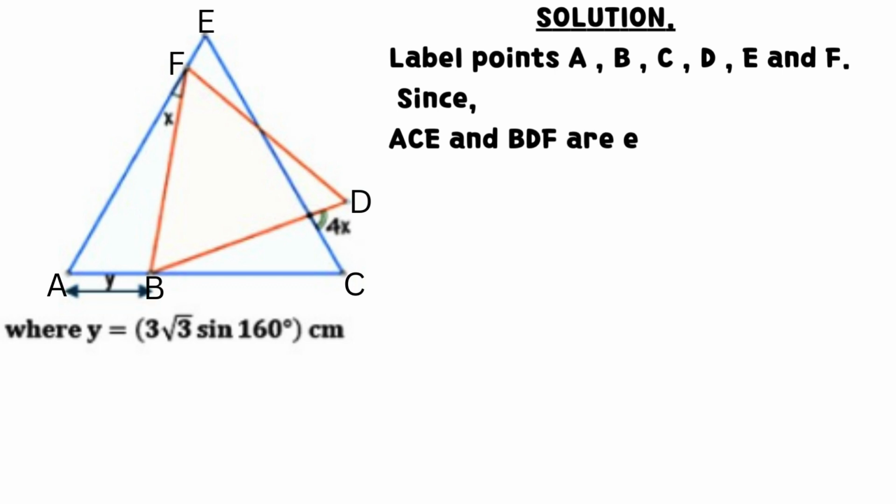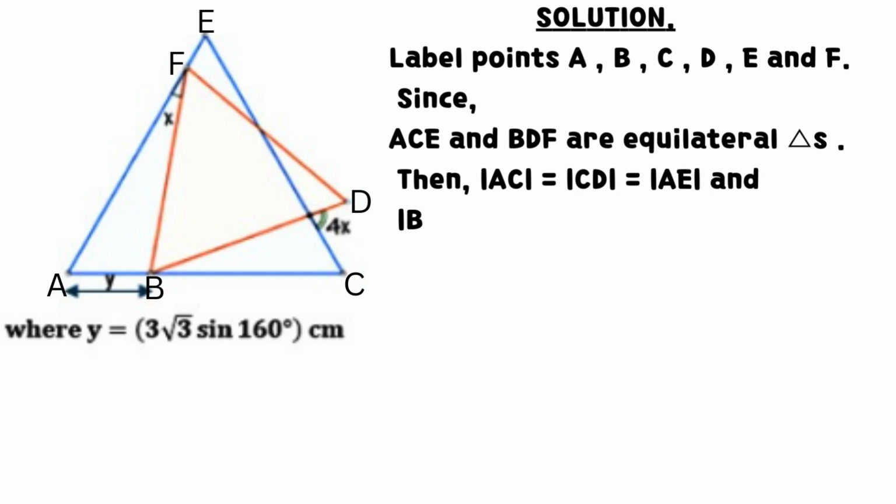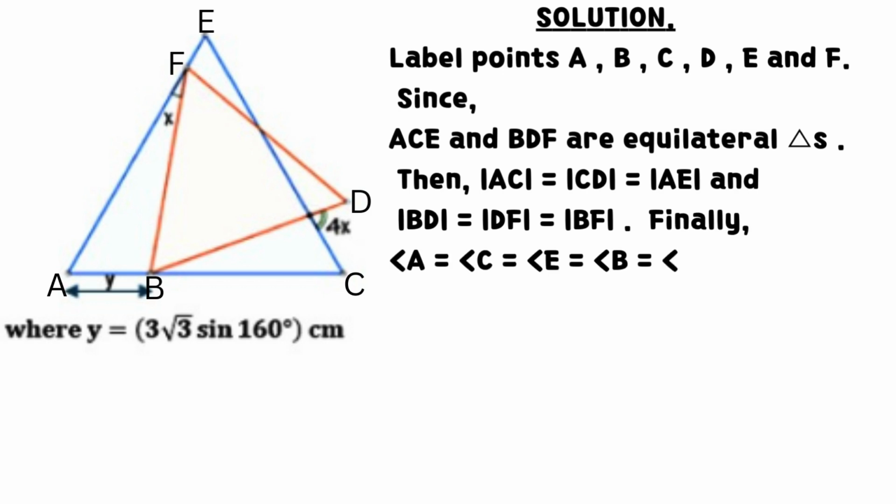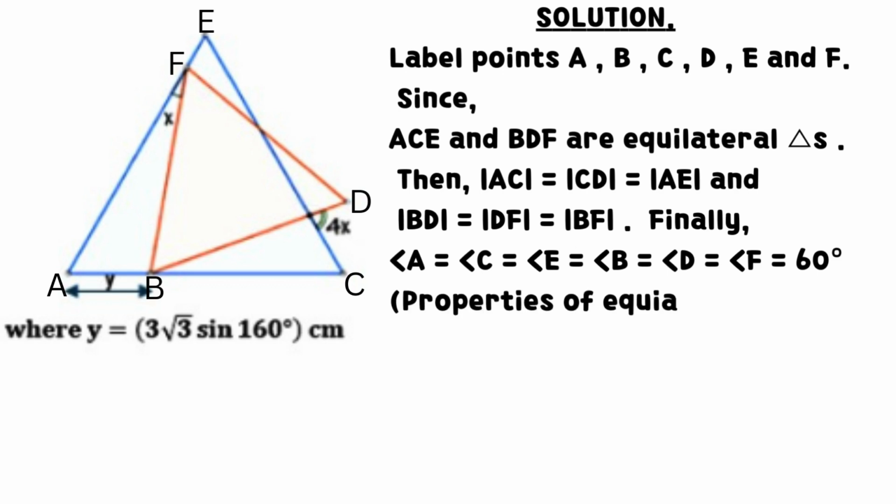Since ACE and BDF are equilateral triangles, AC equals CD, which equals AE, and BD equals DF, which equals BF. Finally, angle A equals angle C, which equals each of angle E, angle B, angle D, and angle F, respectively, which equals 60 degrees.